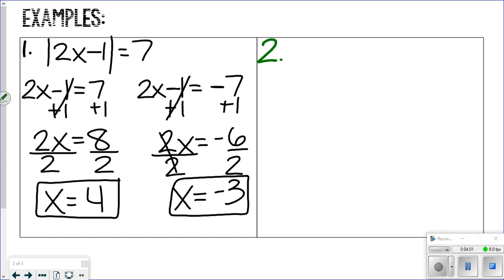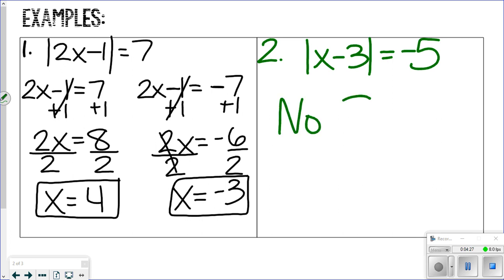Example 2. The absolute value of x minus 3 equals negative 5. So this is asking which two x values are negative 5 units away from 3. My absolute value expression is already isolated. It's already by itself. And this is set up equal to a negative number. So this is no solution. I cannot be negative 5 units away. Distance cannot be negative.